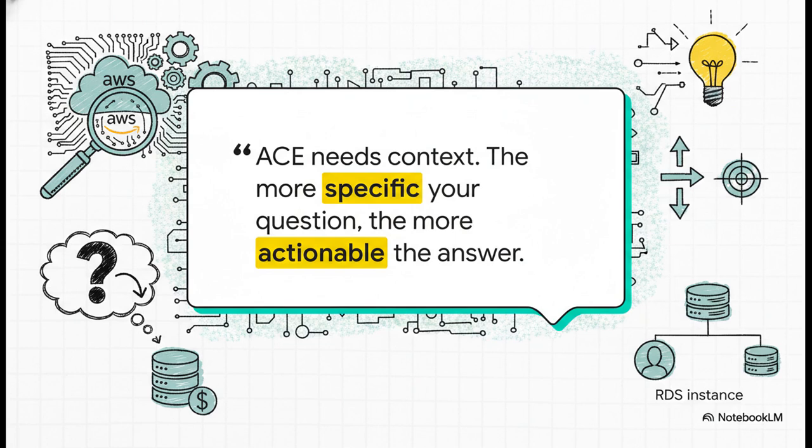You gotta learn how to talk to it. Vague questions will get you vague answers. So instead of just asking, how do I save money? You need to ask something specific like, how can I lower the RDS cost for this database instance without hurting performance? See? Context is everything.